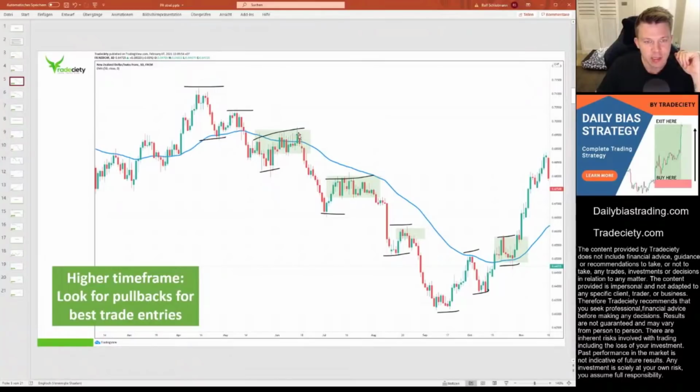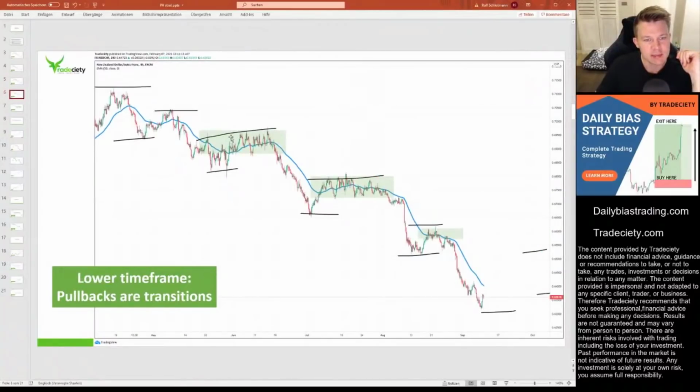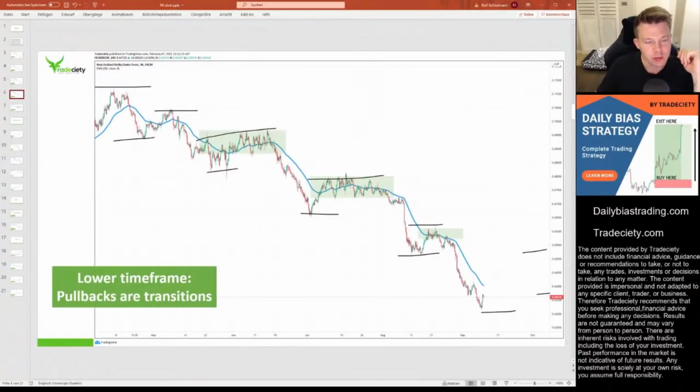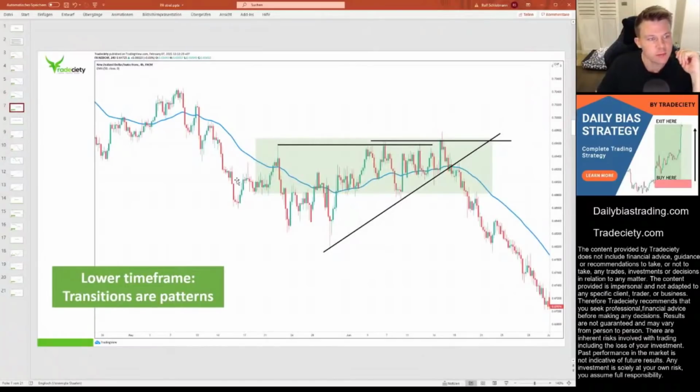So let's take a look at those green highlighted areas on the lower time frames. You can see those are the green areas. Now we are moving from the daily time frame to the 4-hour time frame as our lower time frame. Those are the pullback periods on the lower time frame. So let's take a look at how they look. And we want to look always for patterns.